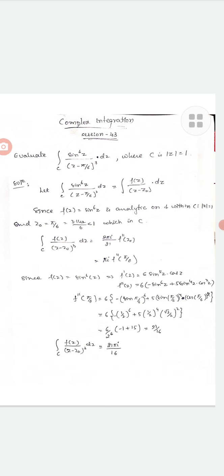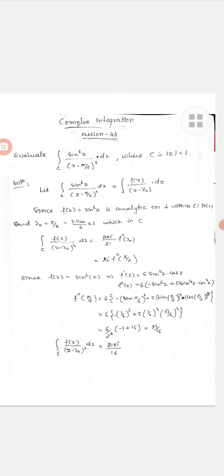For the session in complex integration, we will go for some more examples related to the higher derivative of the function: integral over C of sin^6 z divided by (z minus pi by 6) to the power of 3 dz, where C is |z| = 1.